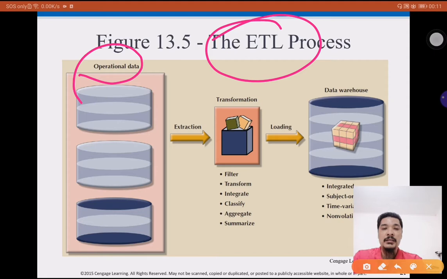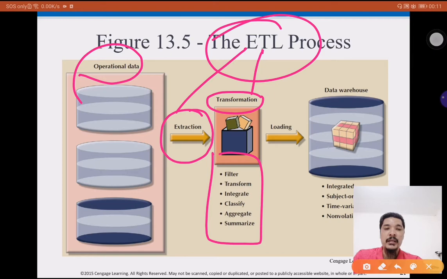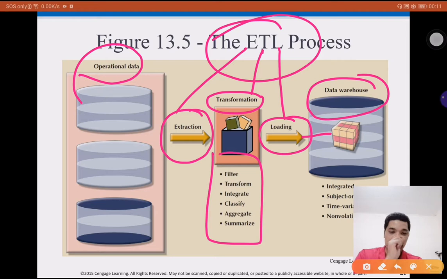Of course, we need to extract the data, E. Then after that, we transform the data, T. Transform into what? We filter, integrate, classify, aggregate, summarize, and so on. And lastly, we load the data into our data warehouse. This is the characteristic: integrated, subject oriented, time variant, and non-volatile. Slide before this. Alright, so this is what we call the ETL process.